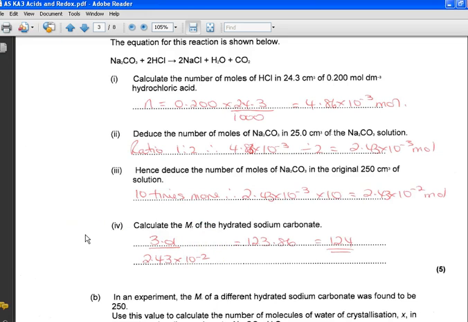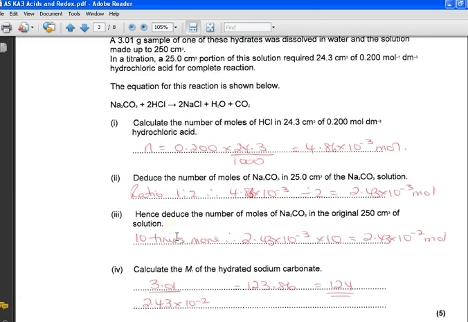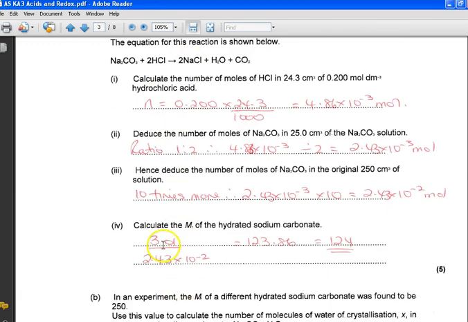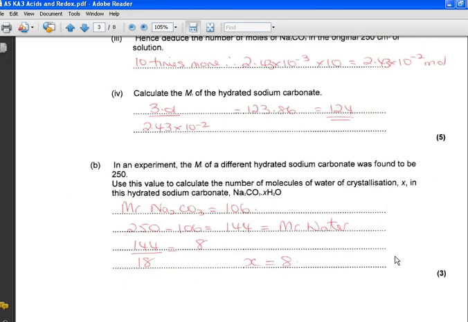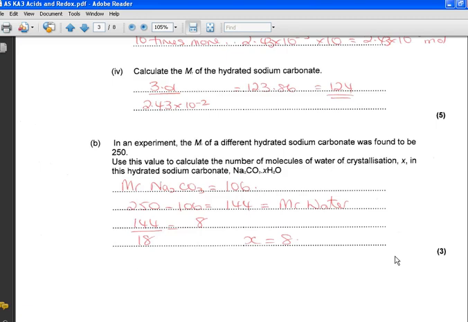MR is equal to mass over number of moles. So you're given the mass in the question, 3.01. You've worked out the moles in the 250, round it up to 124. Okay, this is a different hydrated sodium carbonate, and you're given the MR of this. You're told that the MR of the whole thing, the hydrated, is 250. So you can work out the MR of the Na2CO3 on its own, which is 106.